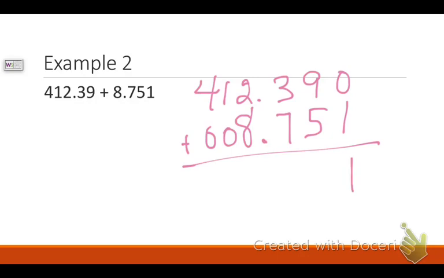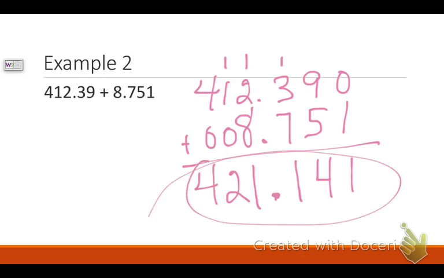0 plus 1 is 1. 9 plus 5 is 14. Carry the 1. 7 plus 3 is 10. Plus 1 is 11. Carry the 1. Remember, bring your decimal point straight down. 10 plus 1 is 11. Carry the 1. 1 plus 1 is 2. 4 added to 0 is 4. Ladies and gentlemen, that is your sum.